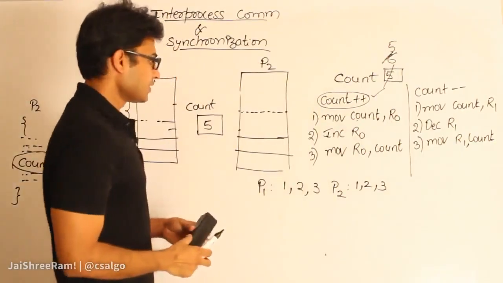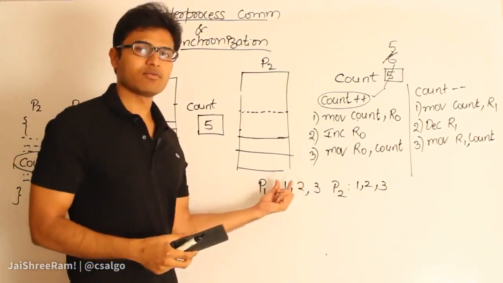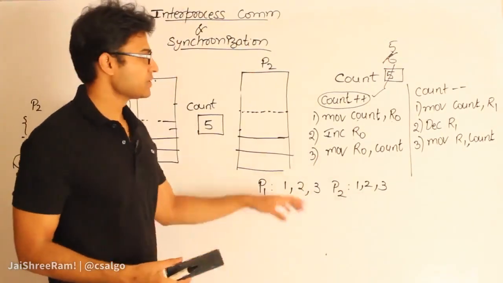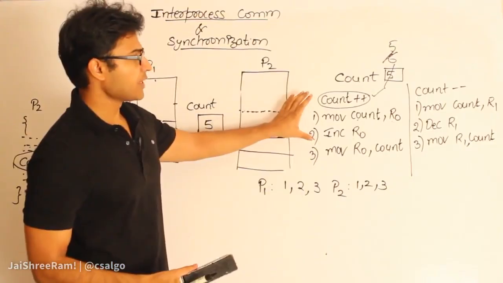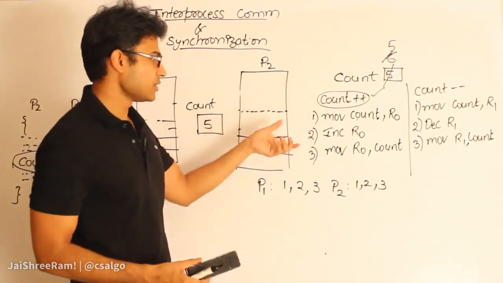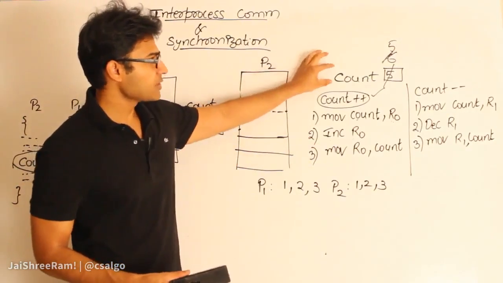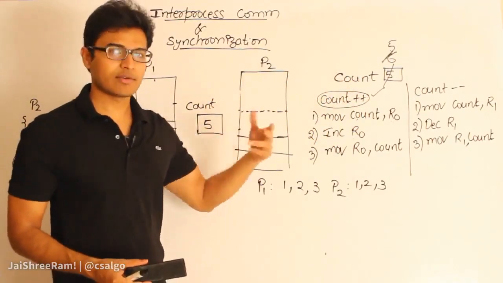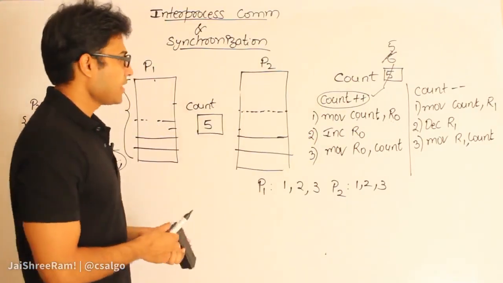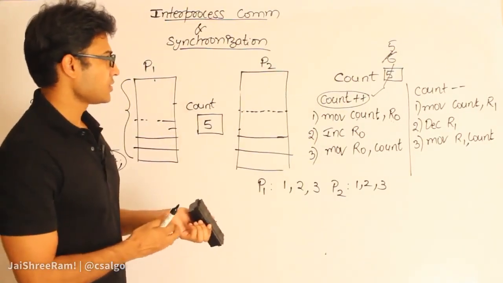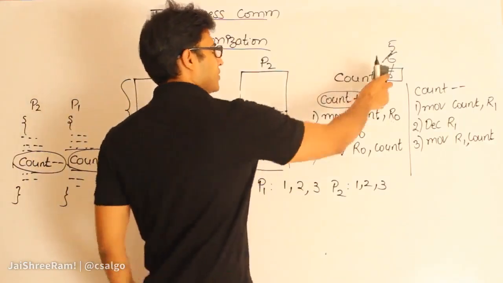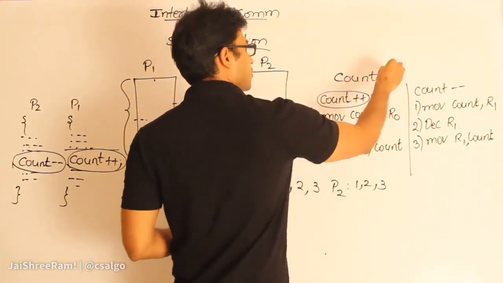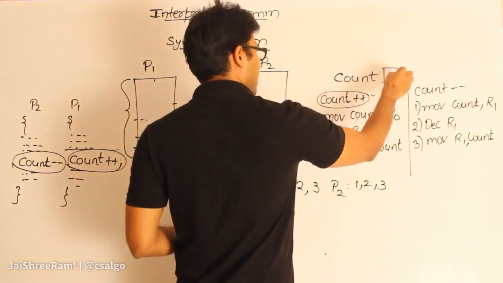Therefore, if these two sequences occur one after the other, P1 followed by P2 without any preemption in the middle, then everything that gets printed is consistent, in the sense the value of count is actually 5, and after count plus plus and count minus minus it will remain 5 again, which is consistent, right? But something might go wrong if there is preemption in the middle. I'll just show you a sequence because of which something wrong could happen.